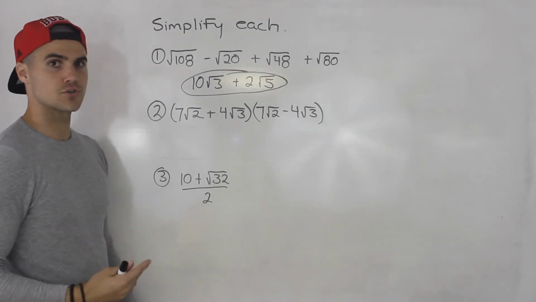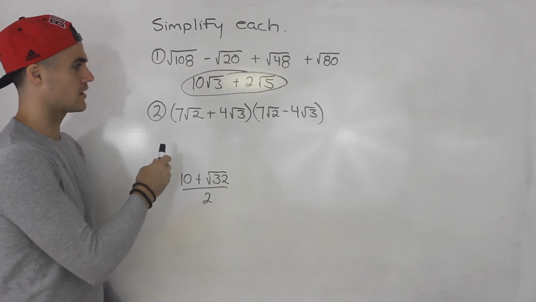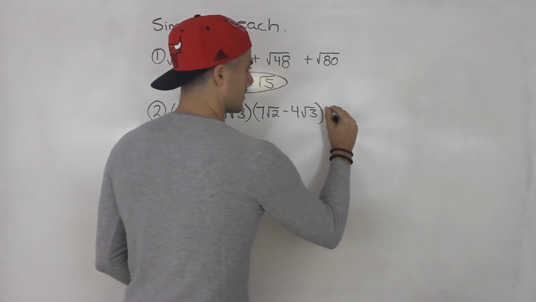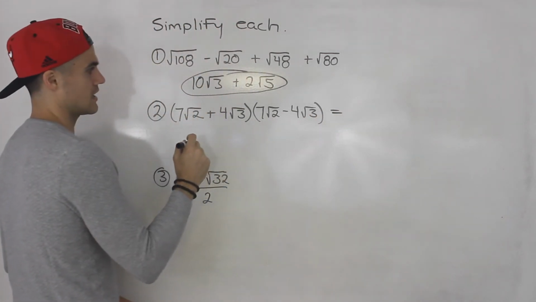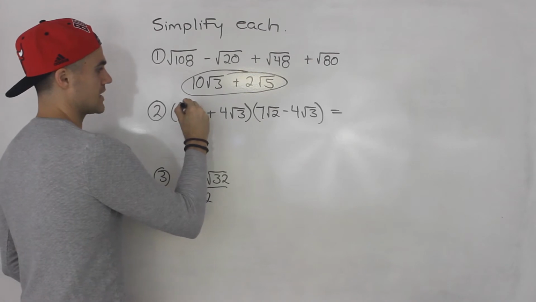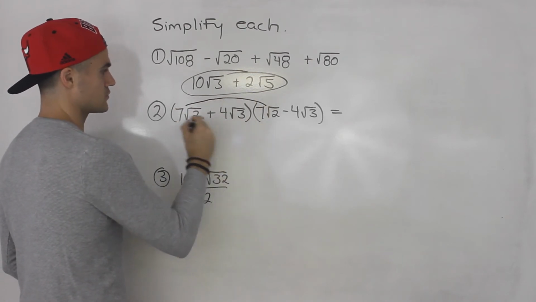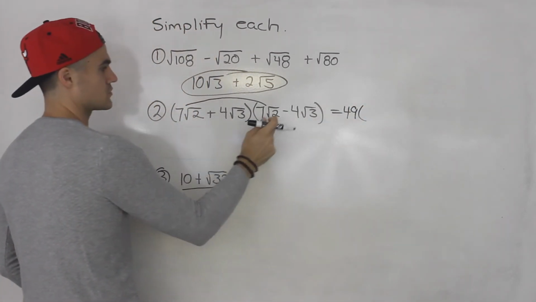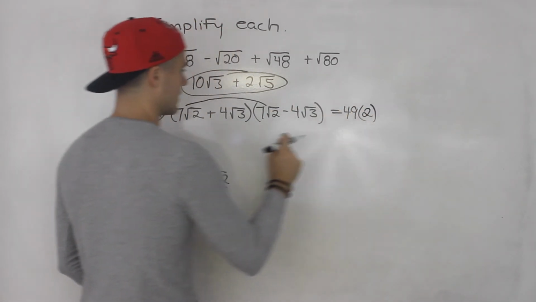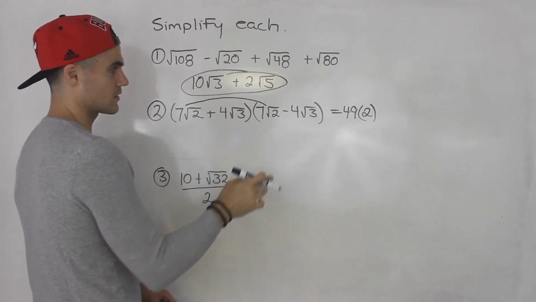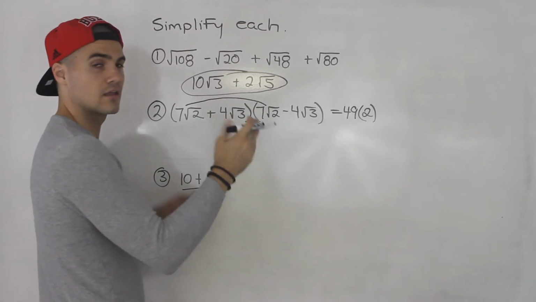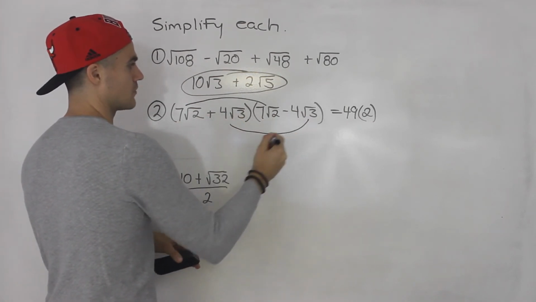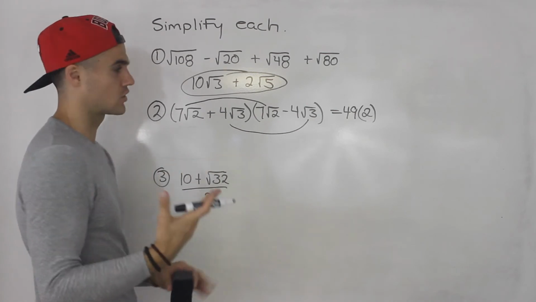Moving on to number 2, we got 7 root 2 plus 4 root 3 times 7 root 2 minus 4 root 3. So this here is a difference of squares. So we could take 7 root 2 times 7 root 2. So 7 times 7, that gives us 49. And then root 2 times root 2 is just 2. Now, because this is a difference of squares here, we just have to multiply the first terms by each other and then the last terms by each other. We don't even have to FOIL it fully because those middle terms will cancel out.